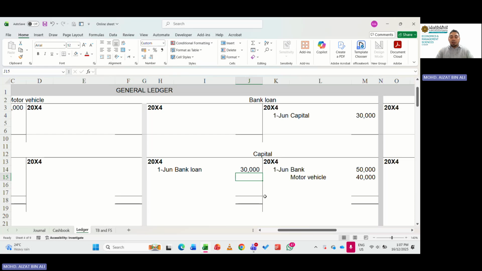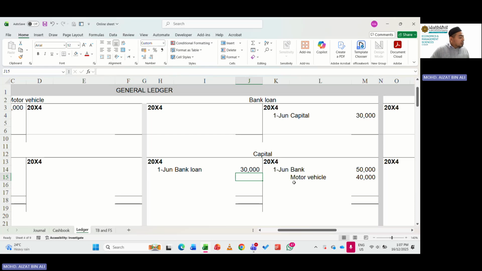60,000 balance. But we are going to leave it here for now. We are not going to close the account yet because there might be one or two transactions related to additional capital. If we have that, we have to add into this capital account. So we are going to leave this account for now. We already recorded everything. Now let's move on to the next transaction.